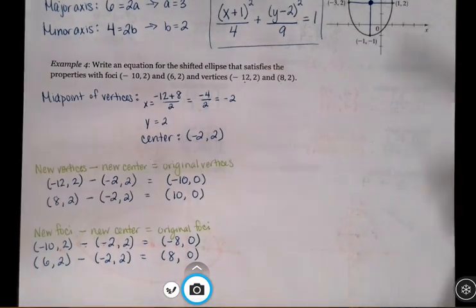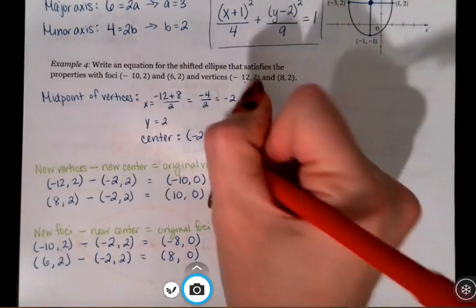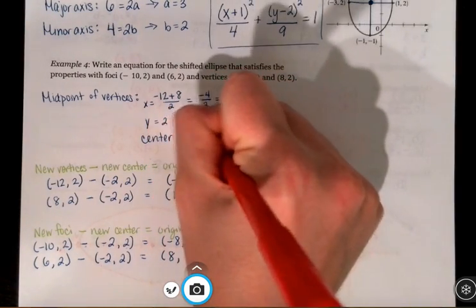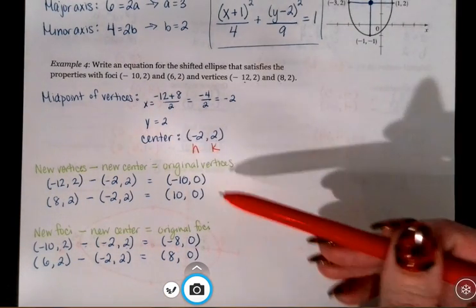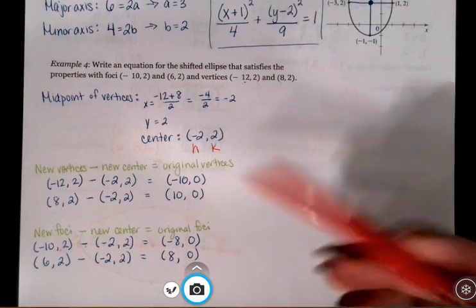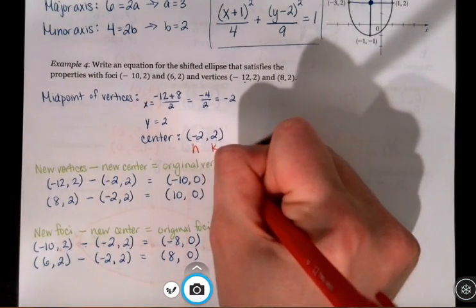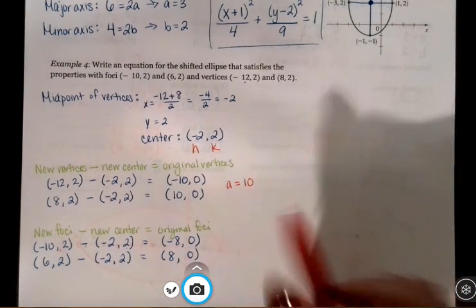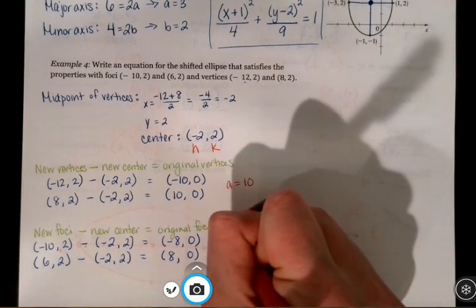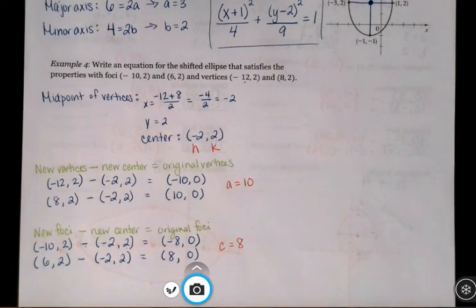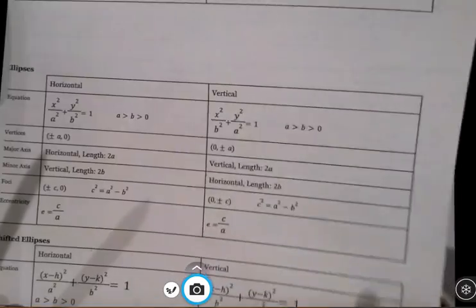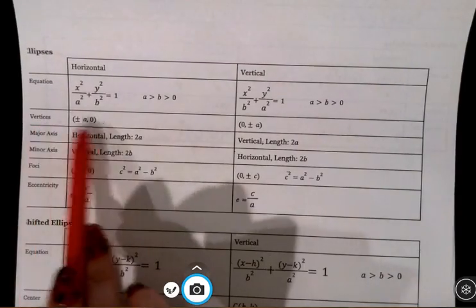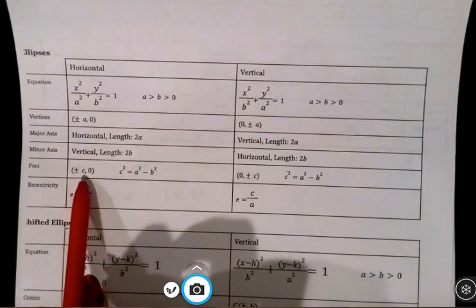So as of right now, I have a lot of information, and I'm going to label it. So I have my h and my k. Since my original vertices were at negative 10, 0 and 10, 0, that means my a value has to be 10. Since my foci are at negative 8, 0 and 8, 0, my foci is based on my c. So my c is 8. And again, I'm just using my formula sheet. So I know if I look at my vertices, it's based on my a, and if I look at my foci, it's based on my c.